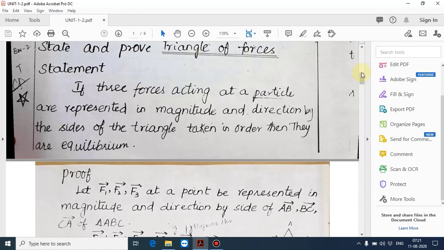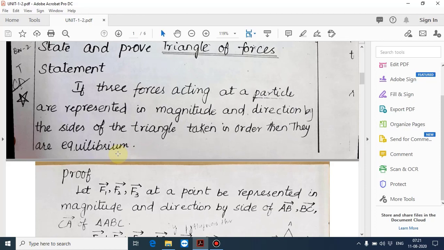This is the statement. If three forces acting at a particle are represented in magnitude and direction by the sides of a triangle taken in order, then they are in equilibrium. What we have to prove means, if you take three forces F1, F2, F3 in order, they should be in equilibrium. That is, we have to prove F1 plus F2 plus F3 is equal to 0.